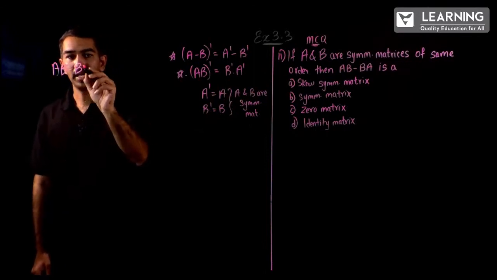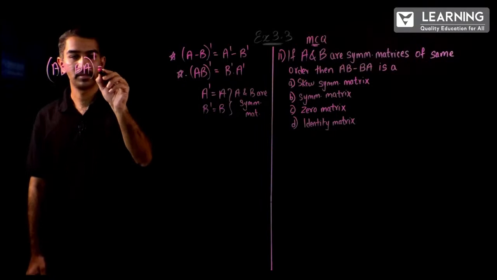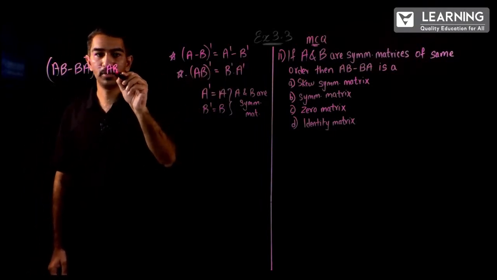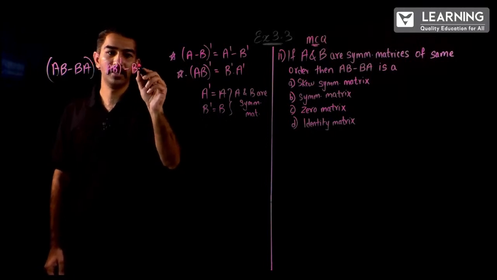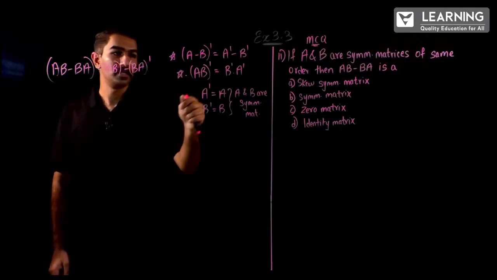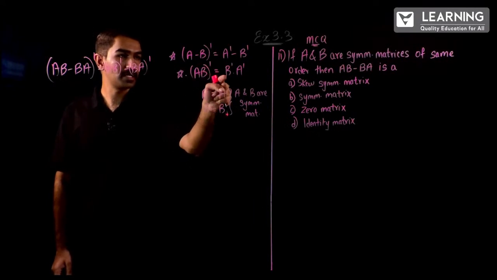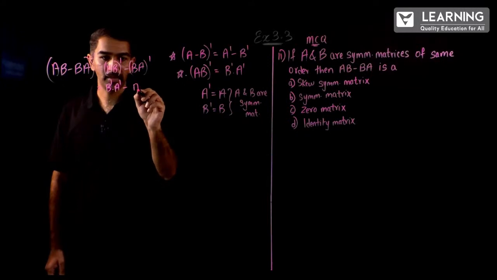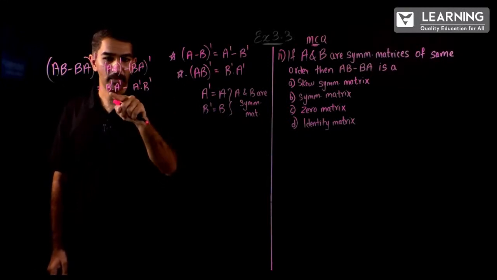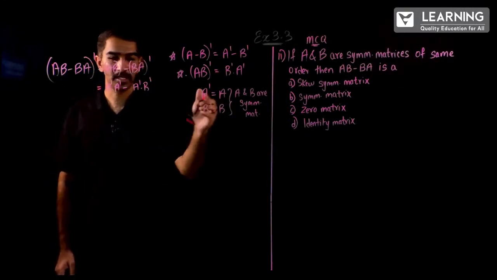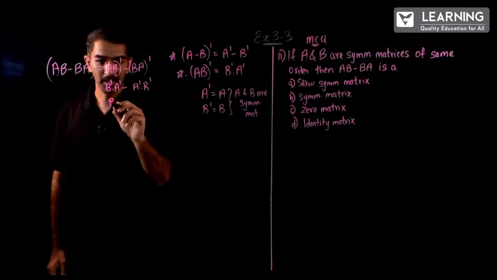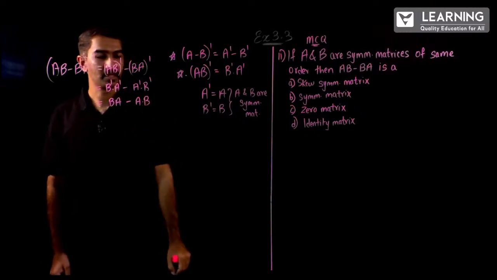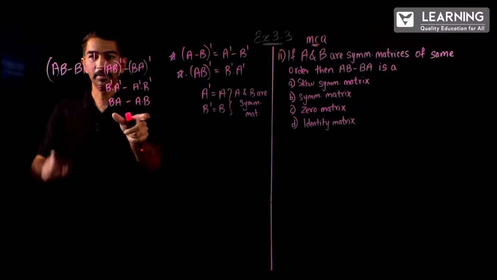AB minus BA, let us put the whole dash for this. So this can be written as what, students? According to this, it can be written as AB the whole dash minus BA the whole dash, correct? Now, AB the whole dash can be written as B dash into A dash, right? Which is equal to B dash into A dash minus A dash into B dash. And what is B dash? Equals B, and what is A dash? Equals A. So this is nothing but BA minus AB, correct? Because they are symmetric matrices. The same thing only we got, right?